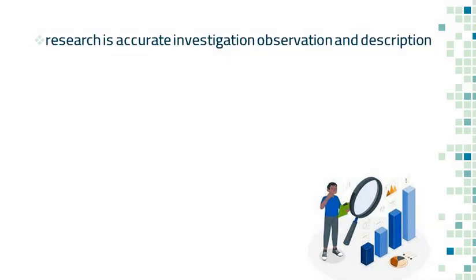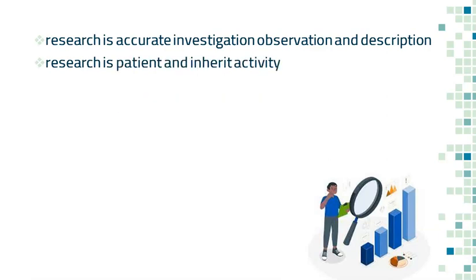Next one, research is accurate investigation, observation, and description. In fact, every research activity must be done accurately so that the findings will lead to the formulation of scientific generalization. All conclusions are based on ample evidence. Next, research is a patient and unhurried activity. This is to ensure accurate research, since research that is hurriedly done or conducted carelessly, due to racing against time, may lead to shaky conclusions and generalizations.